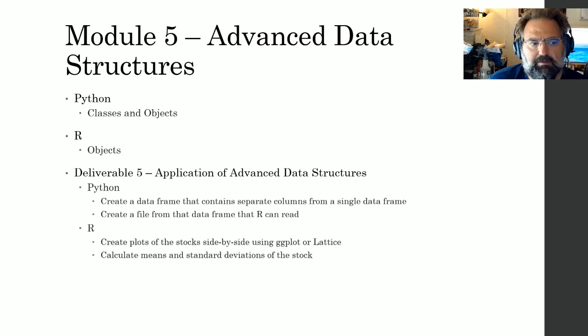And you're going to, in Python, create a data frame that contains a separate column from a single data frame. So you're going to do this whole split up stuff. And then you're going to create a file that you're going to then read with R. R is going to read in that file and then do some pretty pictures, right? You're going to do some plotting with ggplot, and then lattice, and then you're going to do some typical statistic stuff, stats along the way, standard deviation, means, and so on. Maybe go crazy with a little correlation in there too, right?